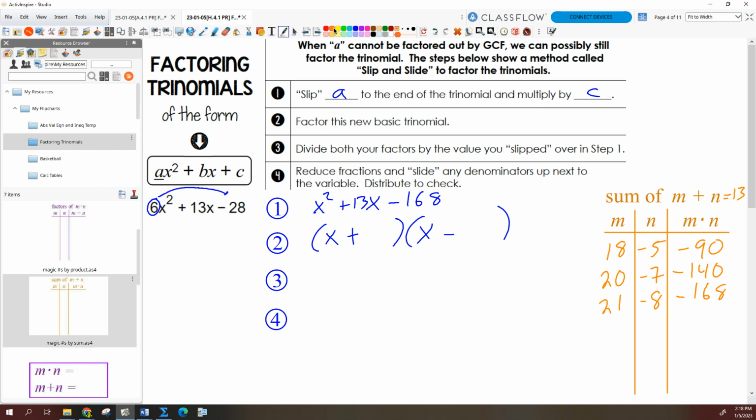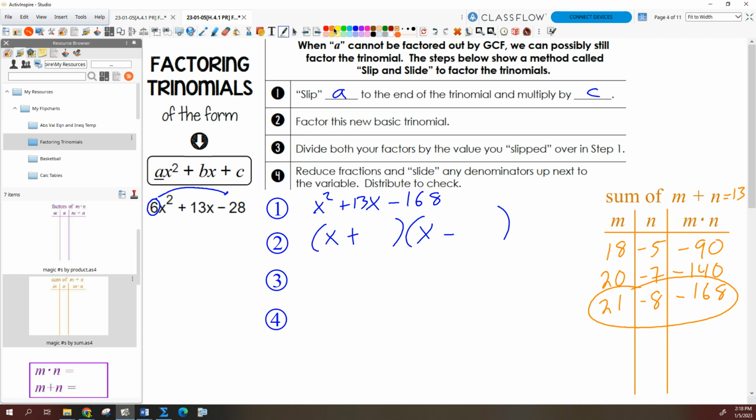Okay, now what if we had jumped from negative 140 to like negative 170? What would that have told us? They don't exist, right? The magic numbers don't exist and we're done. It's prime. Okay, make sense? But we did find them. It's right there.